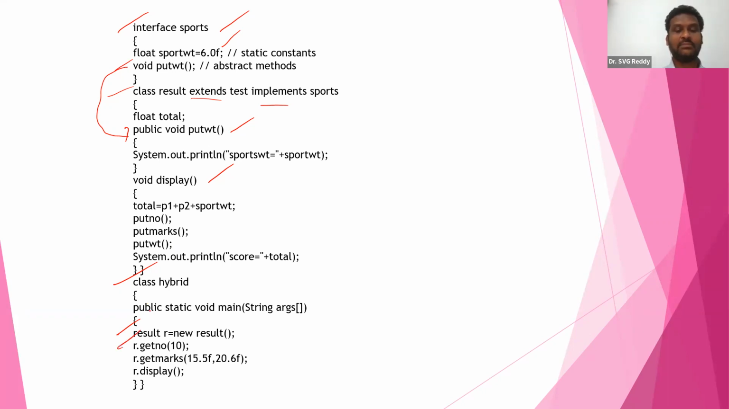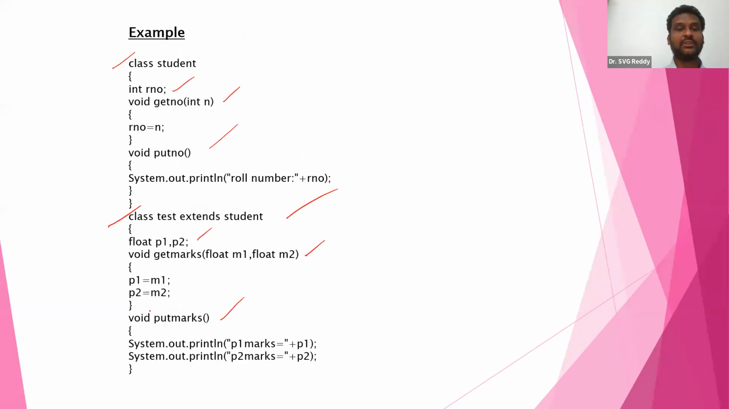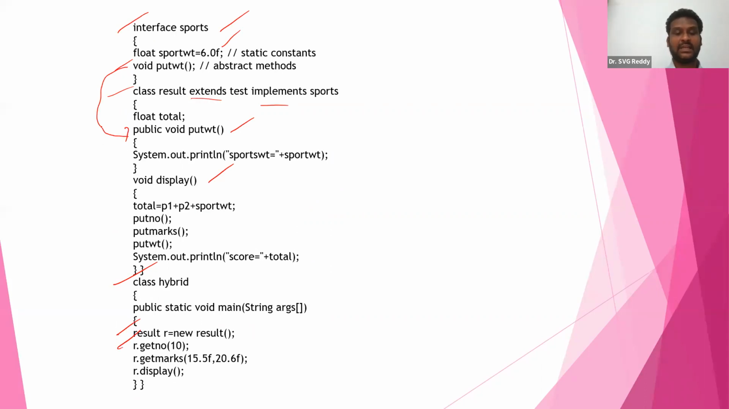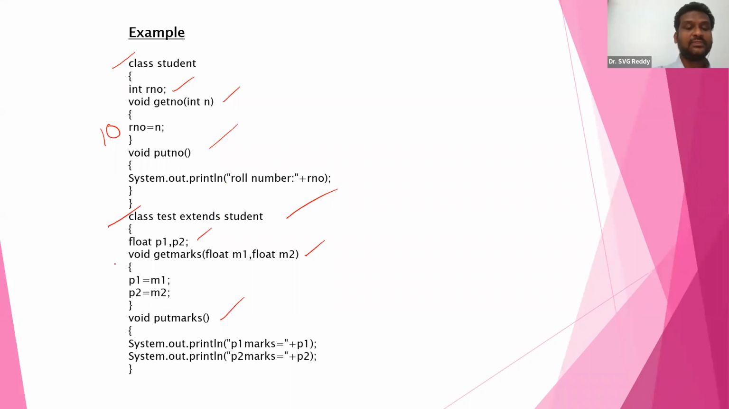So R dot getNumber(10). What will happen? It will go to getNumber with 10, and now roll number will become 10. And then R dot getMarks, 15.5 floating value, 20.6 floating point value. So P1 will become 15.5 and P2 will become 20.6.